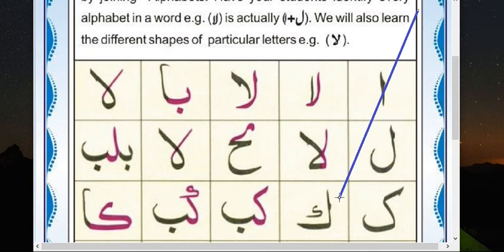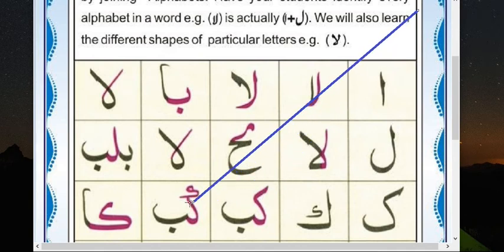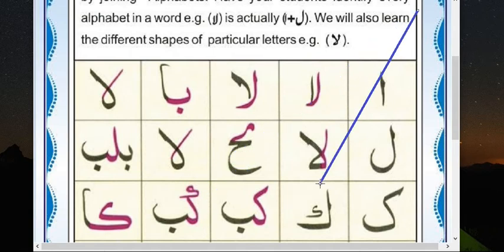Kaf. Kaf. This is a different shape of Kaf. This shape is also used in Quran Pak. Kaf, Ba. Kaf, Ba. This shape of Kaf, this shape, same.